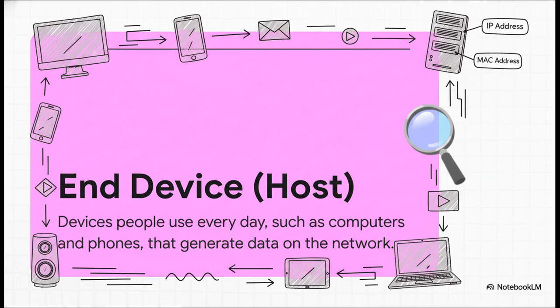The main thing to get here is that this is where it all begins. And to make sure data actually gets where it's going, each of these devices has 2 different kinds of addresses. A MAC address for local neighborhood travel, and an IP address for those big, long-distance trips. And don't worry, we'll see exactly how those work in just a minute.